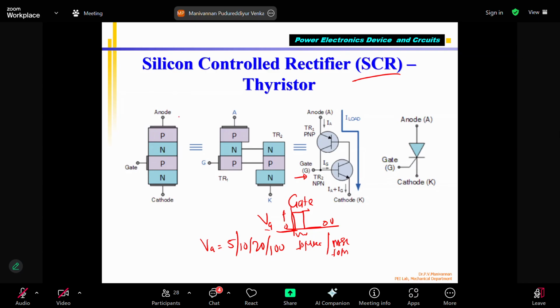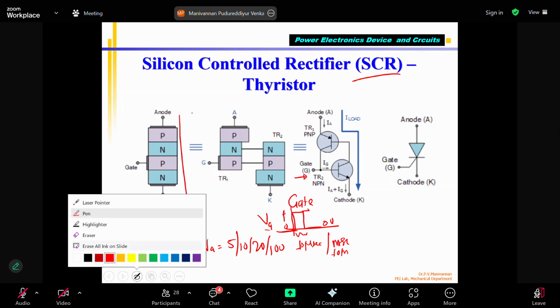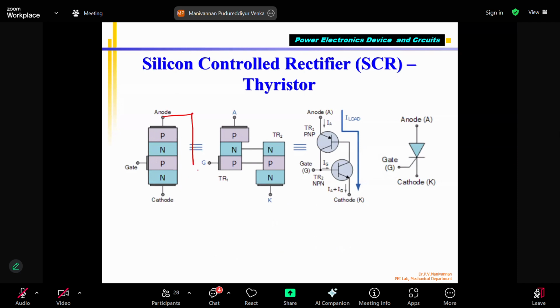Correct? If I give, then current will start flowing and will flow. So how to bias the SCR also? SCR should be biased like a transistor. Anode should be connected with the positive of the DC voltage source. Cathode should be connected negative. Okay. So this is plus, this is minus. This is, I say, VAC. VAC means voltage across anode and cathode. In case of transistor, we say VCE, voltage across collector and emitter. Here we say VAC. Correct?